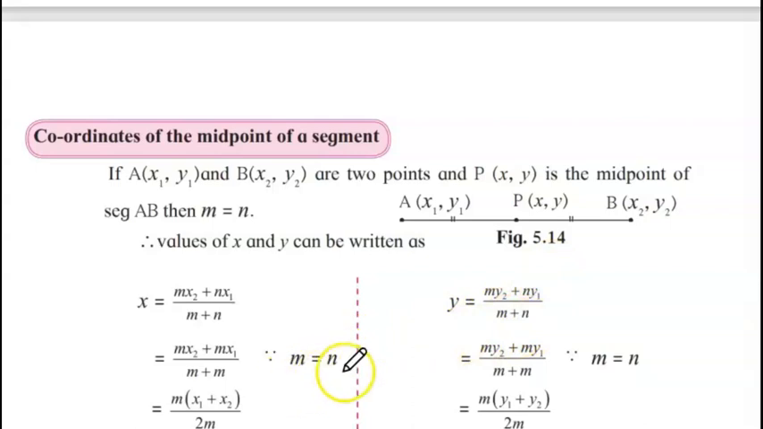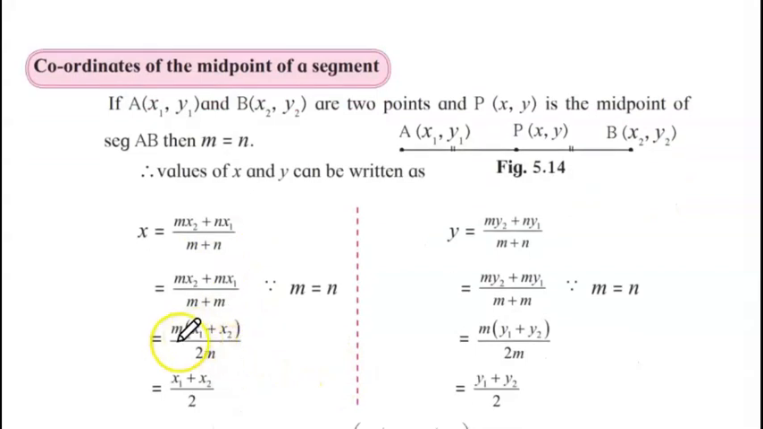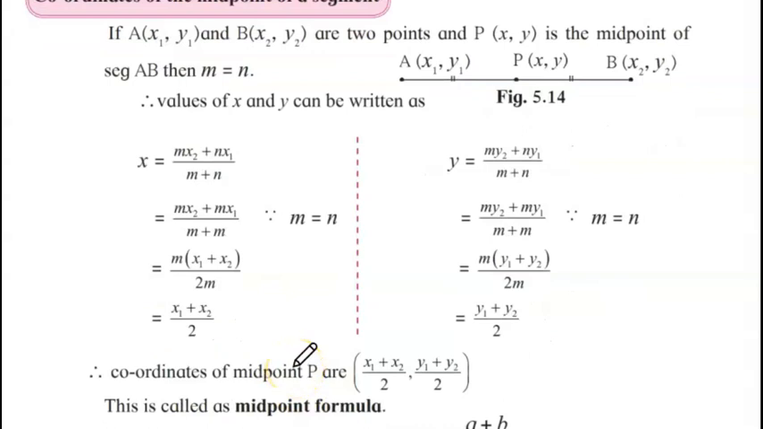Substitute here m is equals to n is replaced by m here. Take m as a common, then in bracket you will get here m into in bracket x1 plus x2 upon 2m. Okay, here m will get cancelled and then you will get here x is equals to the coordinate of the point P x1 plus x2 upon 2.